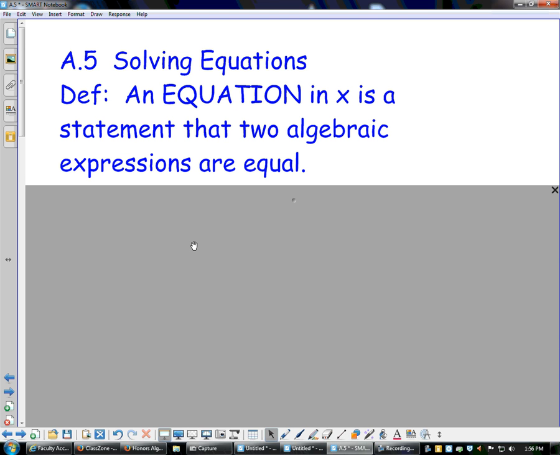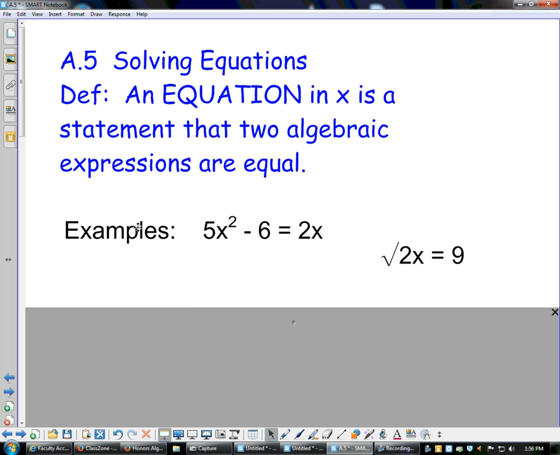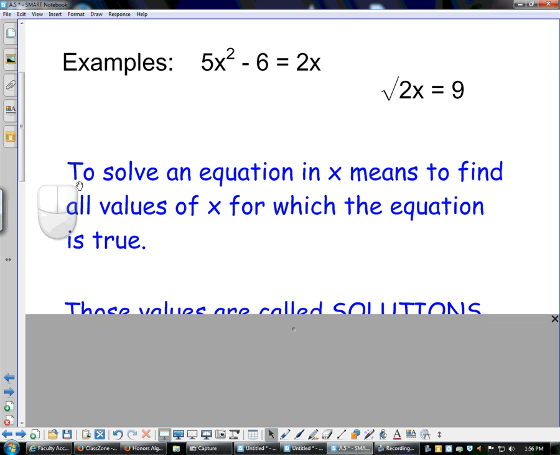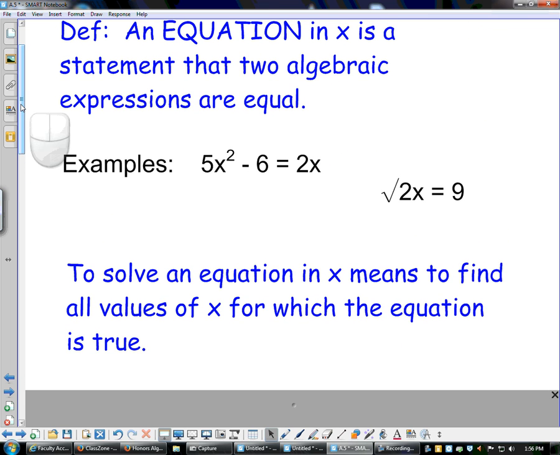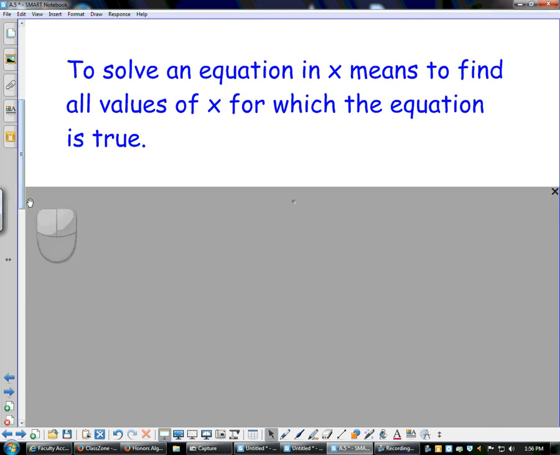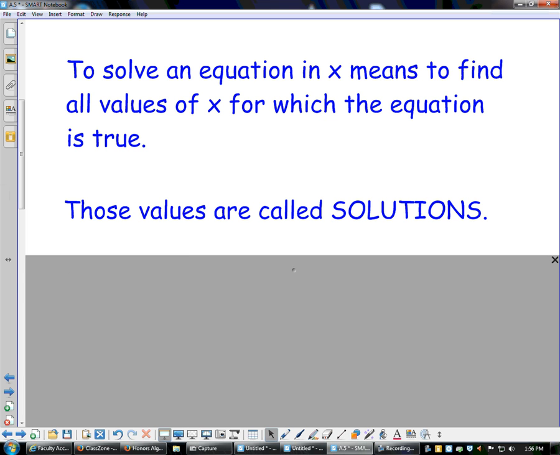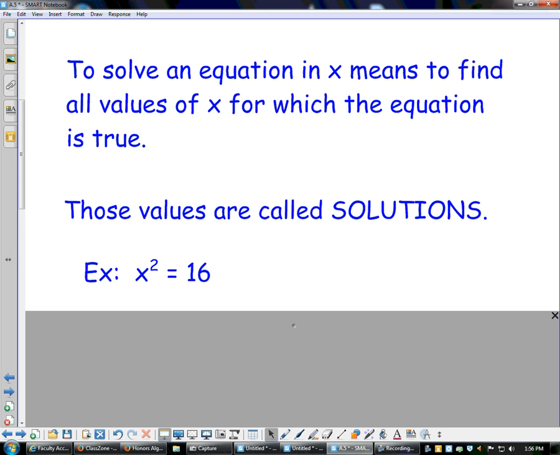And we're going to start with a little definition. An equation in X is a statement that two algebraic expressions are equal. Here are some examples: 5x squared minus 6 equals 2x, or square root of 2 times x equals 9. So those are some examples of equations. And again, if I'm going too fast, you know that you can pause this, rewind, whatever you need to do. To solve an equation in X means to find all values of X for which the equation is true. Those values are called solutions.